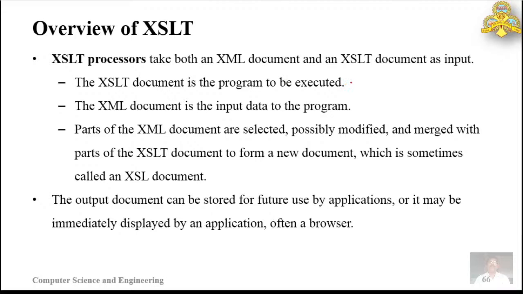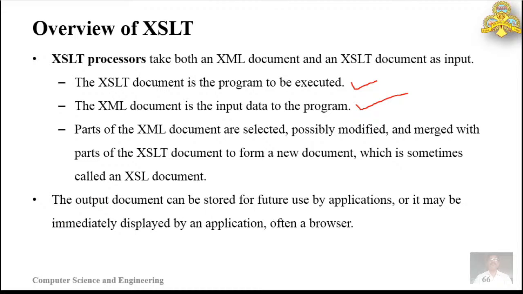The XSLT document is the program to be executed. It contains some conditions, loops, etc., and also a document template. The XML document will be the input data to the program. Parts of the XML document are selected, possibly modified, and merged with parts of the XSLT document to form a new document, which is sometimes called an XSL document.